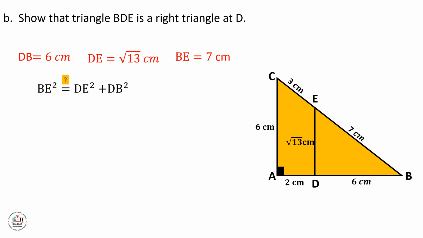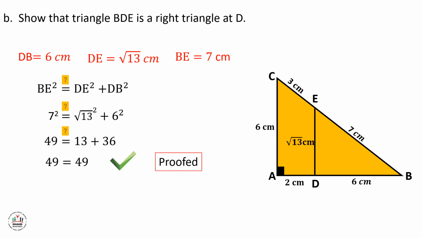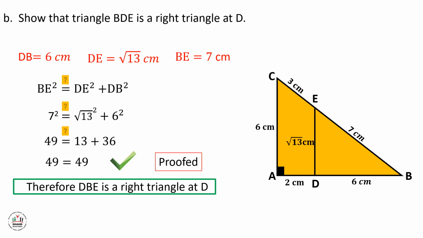We only need to substitute the given values for each side. So BE equal to 7 centimeters. So we write 7 square. DE equal to radical 13. We write radical 13 all square, of course. And DB equal to 6 centimeters. So we write 6 square. So 49 equal to 13, of course the square goes with the radical, plus 36. Does it equal that? Of course, 49 will be equal to the sum of 13 and 36. So we can say that triangle BED is a right triangle at angle D.